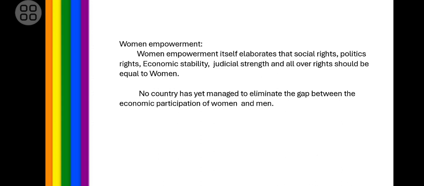Women's empowerment itself means that social rights, political rights, economic stability, justice, and all rights should be equal for women. No country has yet managed to eliminate the gender gap between the economic participation of women and men. Women should know their fundamental and social rights which they get once they are born. Even a country with high empowerment has very little coordination of women's support.